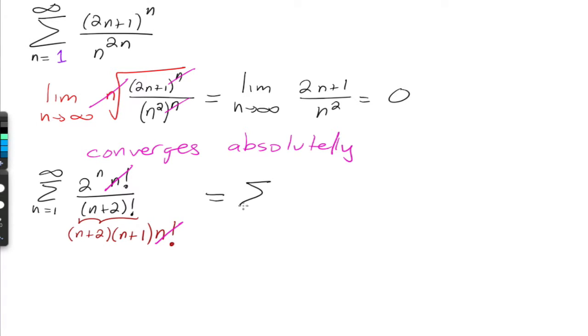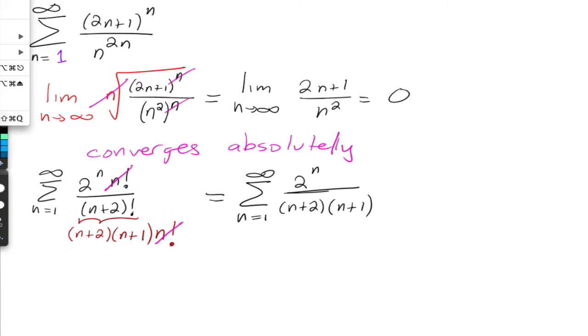So then this series is actually just the sum from n equals 1 to infinity of 2 to the n over n plus 2 times n plus 1. And this actually, what do you notice? Do you even have to do the ratio test?